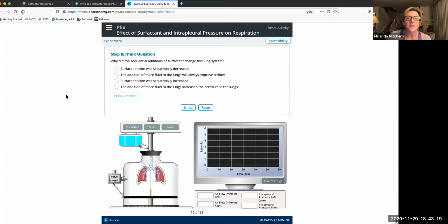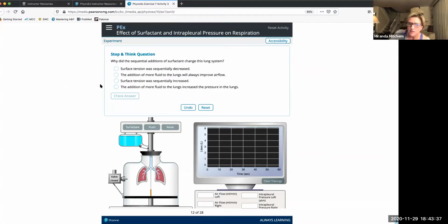Okay. Why did the sequential additions of surfactant change this lung system? Well, that's another way of saying, what effect does surfactant have on the surface tension?